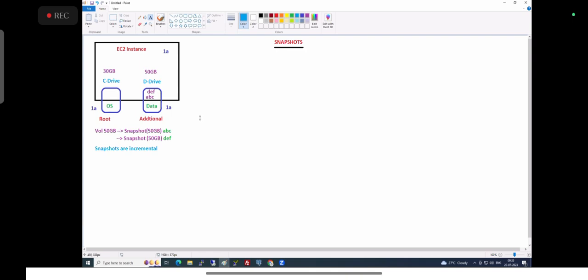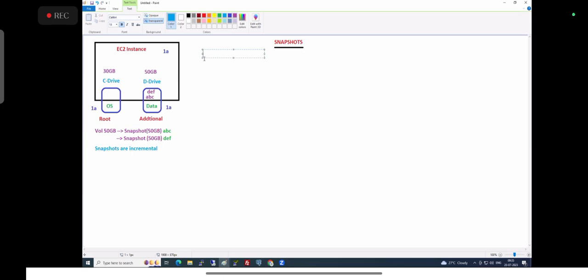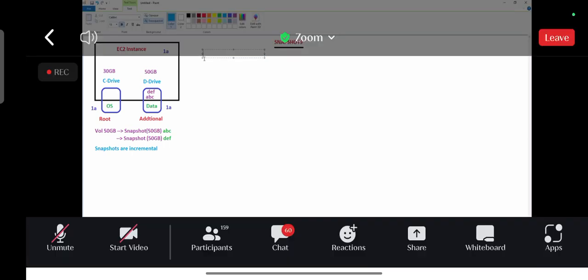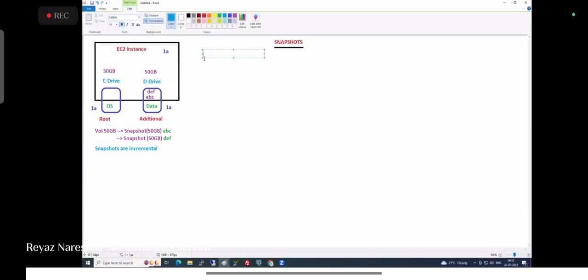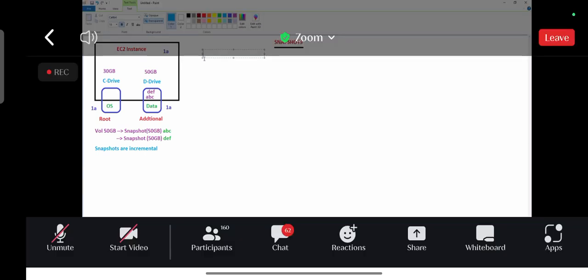Okay, now a question for you. From volume, what do you create? Snapshot. From snapshot again, what do you create? Volume. Snapshot is just a backup. Is it possible to log into the snapshot? It's just a backup. What do you create from the snapshot? Volumes again. Okay. Do volumes have availability zones?